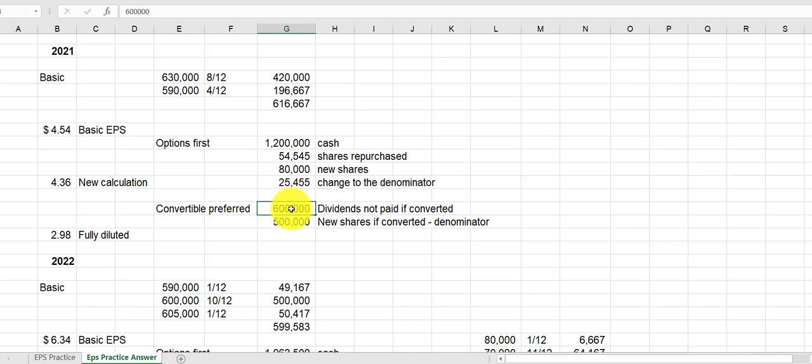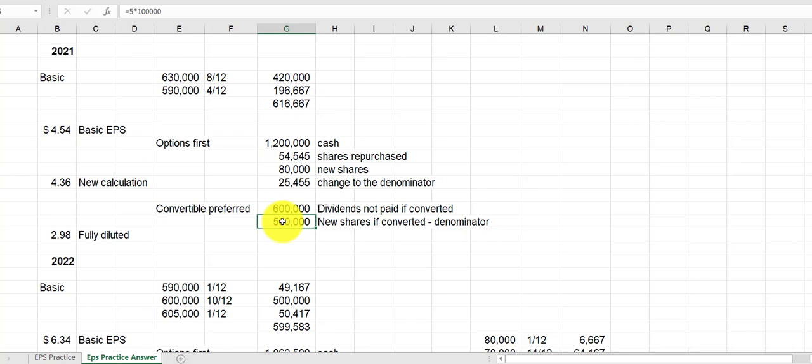I mean, if you want to think about it, you can say you subtract the $600,000 and add the $600,000 back, if you'd like to think of it that way. But you get the same result. And then that would result in 500,000, because each share of preferred stock can be turned into 5 shares of common stock, 500,000 new shares if converted.